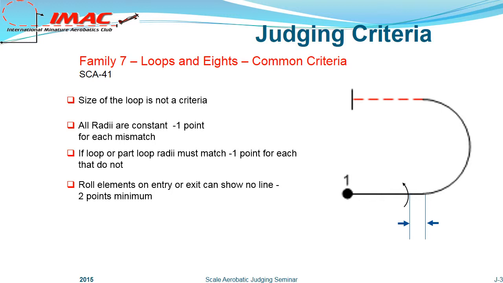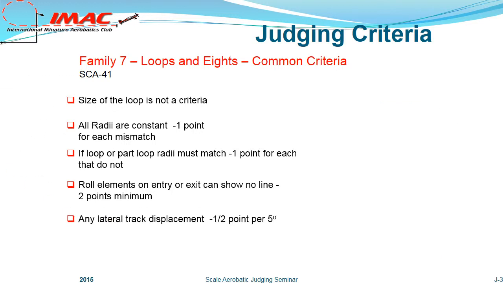If a roll element is placed on the entry or exit line of a figure, there can be no visible line between the loop and the roll. If a line is drawn, there is a minimum deduction of 2 points and may be zeroed at the discretion of the judges. While observing the track of the aircraft in the loop, any lateral displacement, sometimes called corkscrew, is penalized at 1/2 point per 5 degrees.